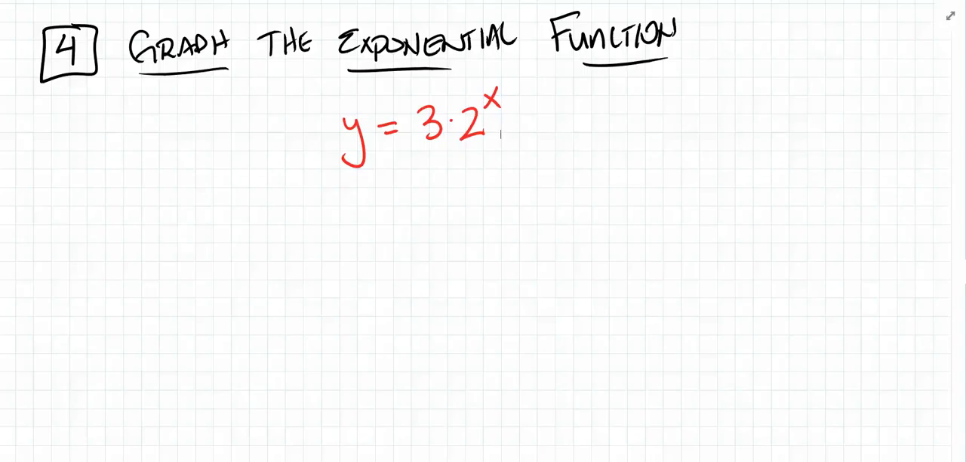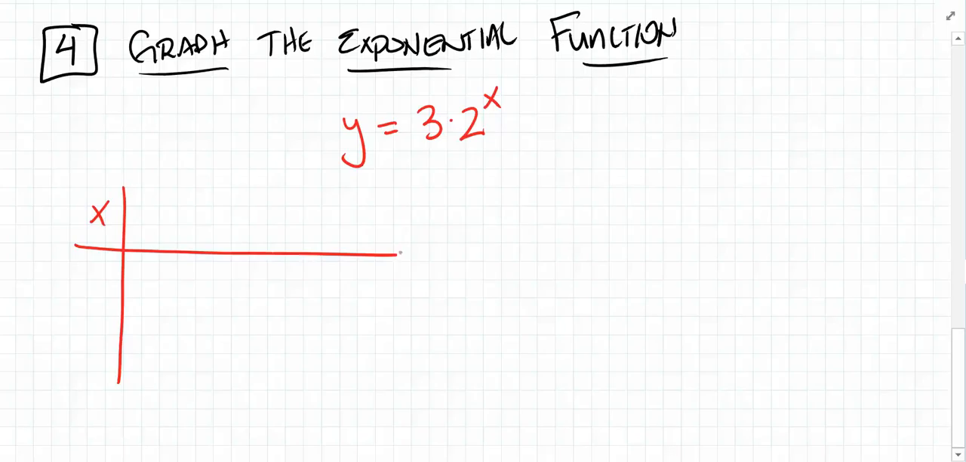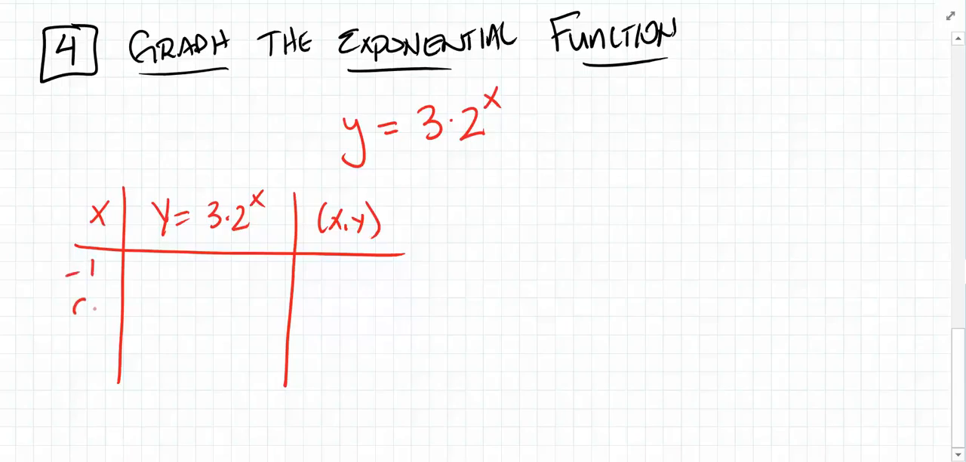So here's how I want you to set the table up. So we'll take the table of values of x, okay? We'll say y is equal to 3 times 2 to the x, and then we'll come up with our ordered pair x and y. Just for a couple of points here to get an idea of what's going on. So let's do negative 1, 0, 1, and 2. Okay? Negative 1, 0, 1, 2. We'll do those all by hand, and then we'll use a calculator to make sure we're doing it right.